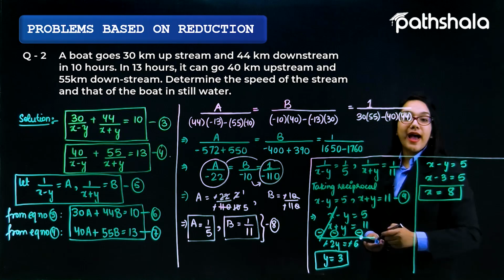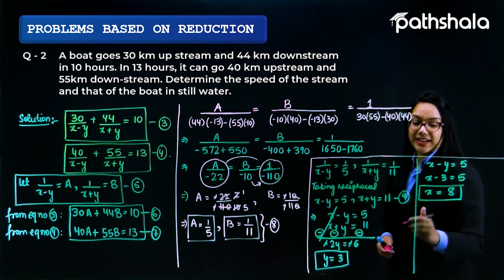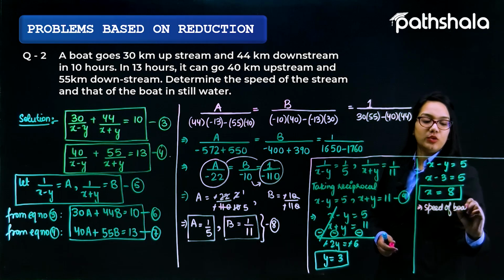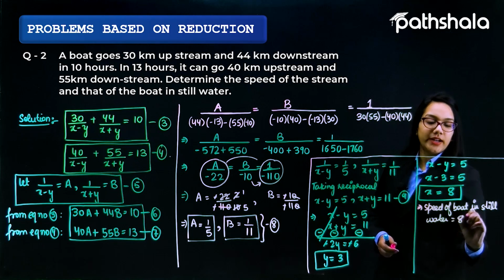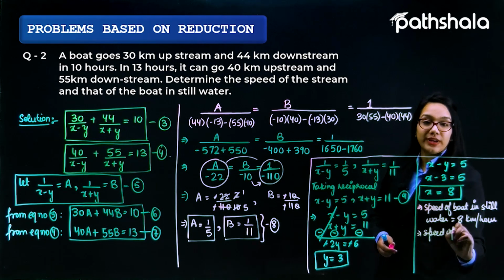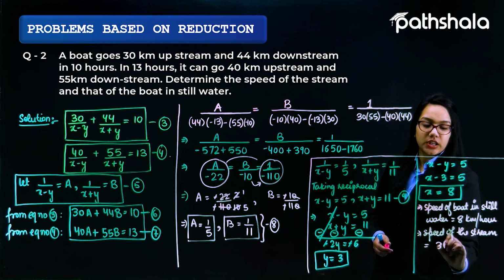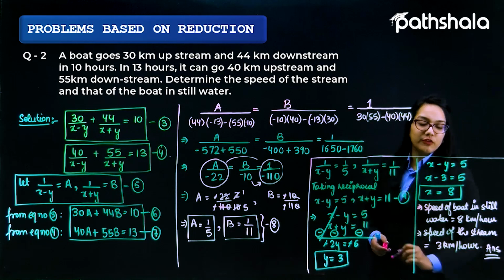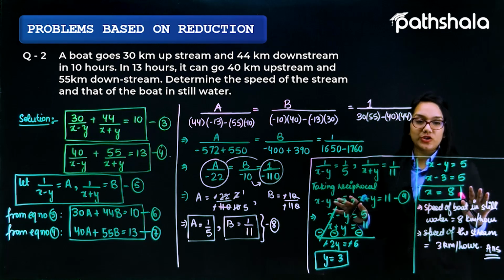So at the end we get X equal to 8 and Y equal to 3. It means the speed of the boat in still water is 8 km per hour, and the speed of the stream, which we took as y, is 3 km per hour. This is our answer, that is, the speed of the boat and the speed of the stream. I hope the solution of this particular question is all clear to you.